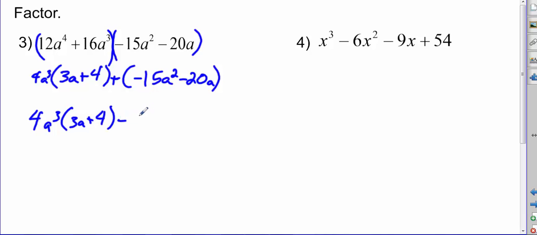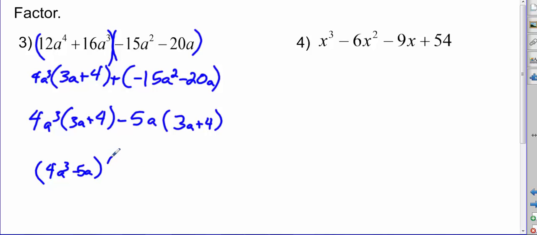And then we're going to factor out a negative 5a. When we do that, we're going to change these both back to positive, and then we're going to still end up with the same thing that's inside of the parentheses over there on the left. 3a plus 4. Then we are going to use the distributive property, but backwards. So we end up with 4a to the third minus 5a multiplied by 3a plus 4.